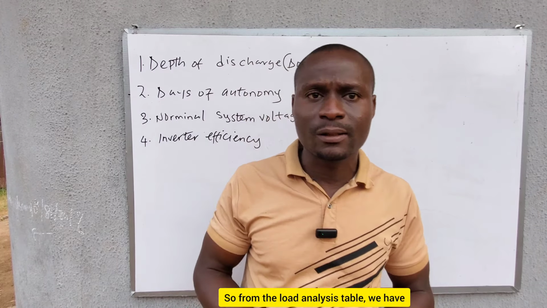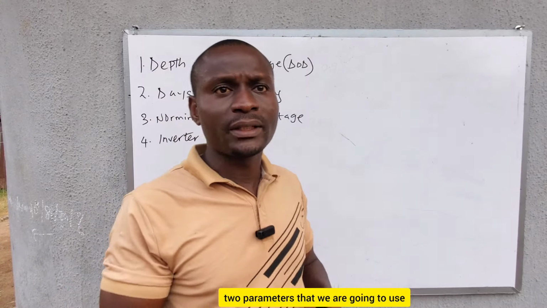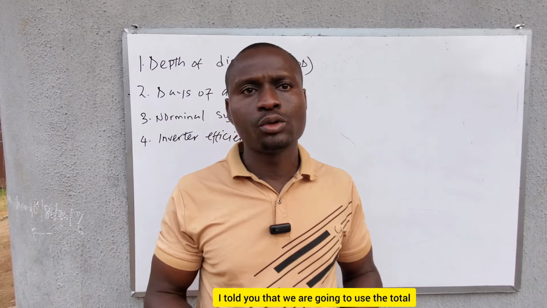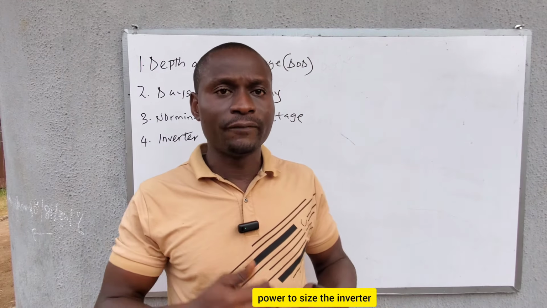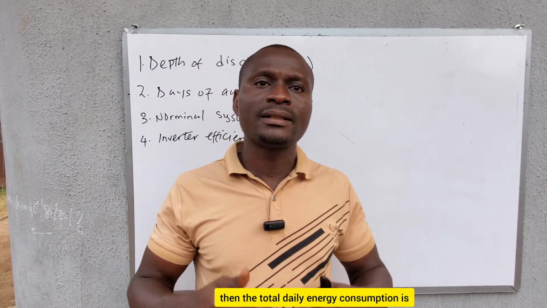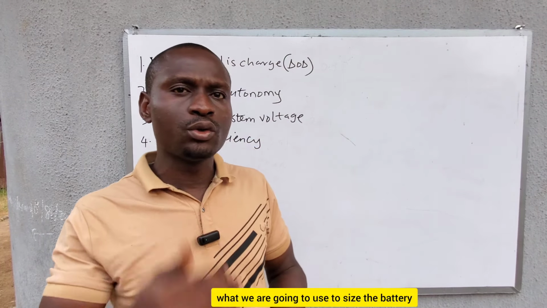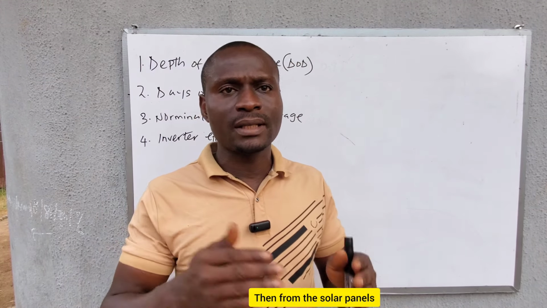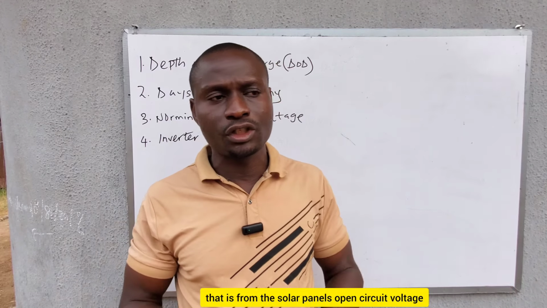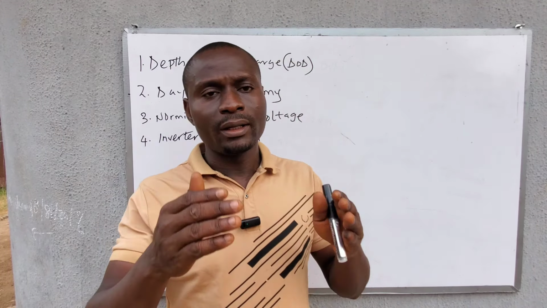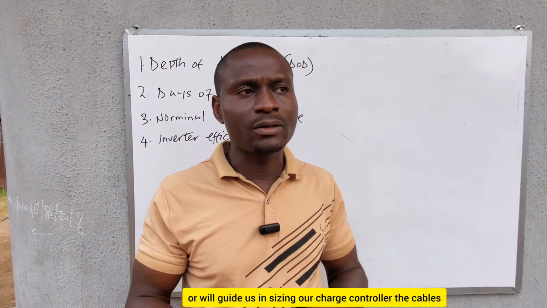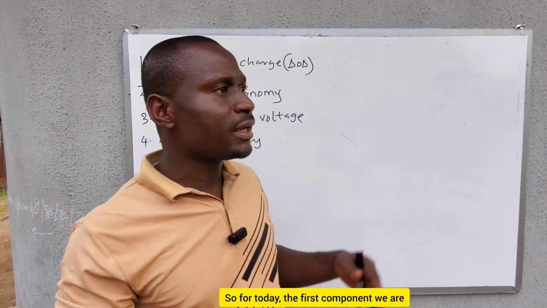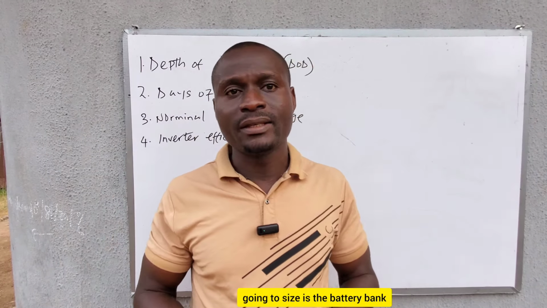From the load analysis table, we have two parameters that we are going to use: the total power and the total daily energy consumption. I told you that we are going to use the total power to size the inverter that will power the loads. Then the total daily energy consumption is what we are going to use to size the battery bank and the solar panels. From the solar panels' open circuit voltage and short circuit current, these parameters will guide us in sizing our charge controller, the cables, and also the breakers. So for today, the first component we are going to size is the battery bank.